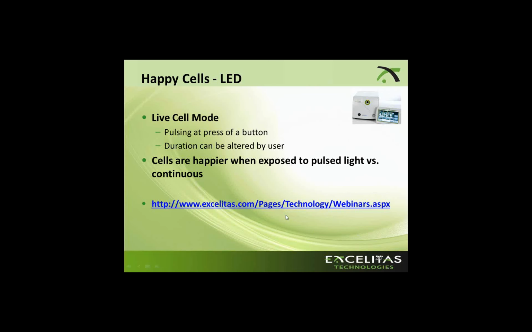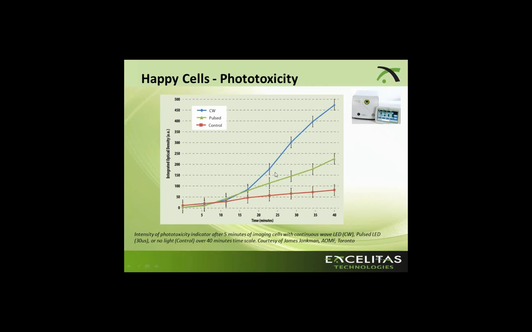But to give you a brief overview of what was done here, we looked at the levels of a phototoxicity indicator. We pretended we were imaging every few minutes. I think it was about every minute we were imaging, and then we would image for the phototoxicity indicator. The blue curve shows the continuous LED exposure. On the green curve, you see pulsed LED exposure. On the axis is the phototoxicity indicator.